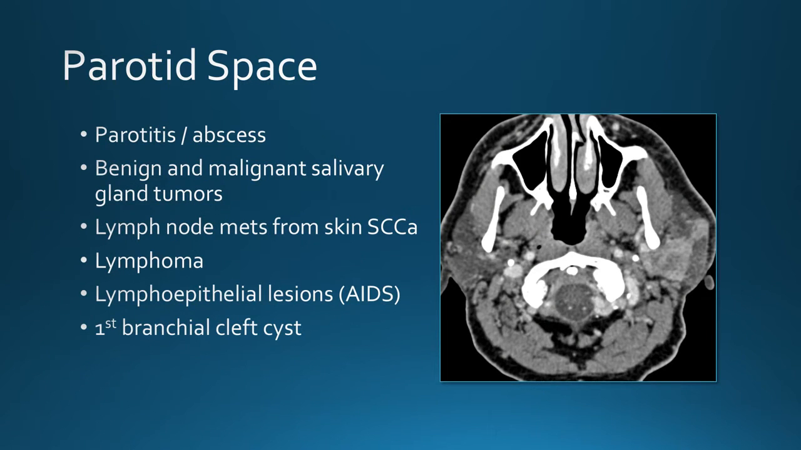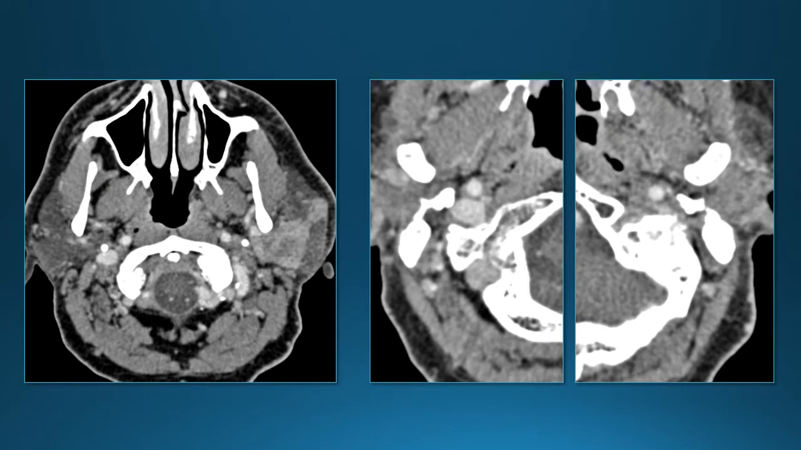So pathology in the parotid space: infection, parotitis or parotid abscess, benign and malignant salivary gland tumors, lymph node metastases, especially from skin cancers, lymphoma, lymphoepithelial cysts in patients with HIV, and first branchial cleft cyst all occur in the parotid space. Now, when we see a lesion in the parotid space, we know the facial nerve runs through the parotid space, so we always need to evaluate the facial nerve. And the best place to do that is just below the stylomastoid foramen.